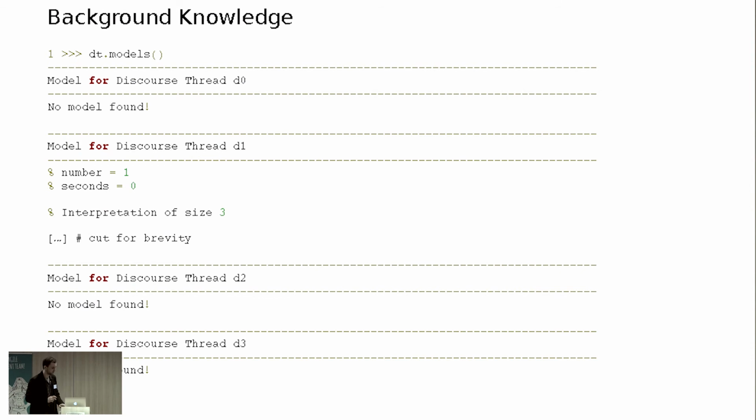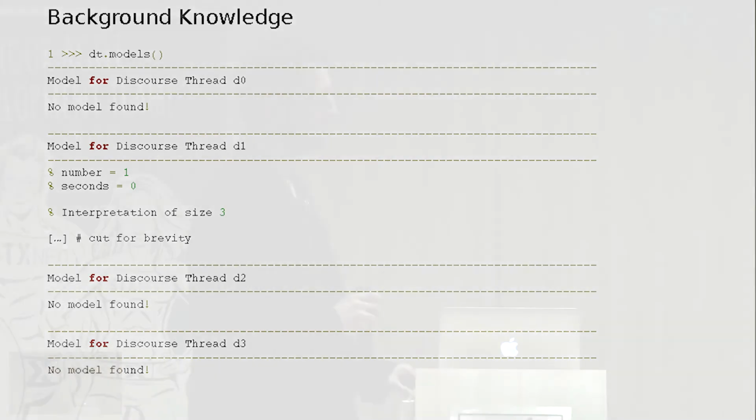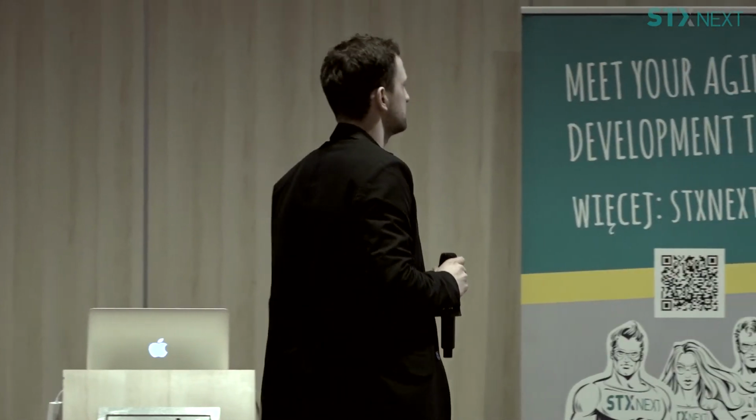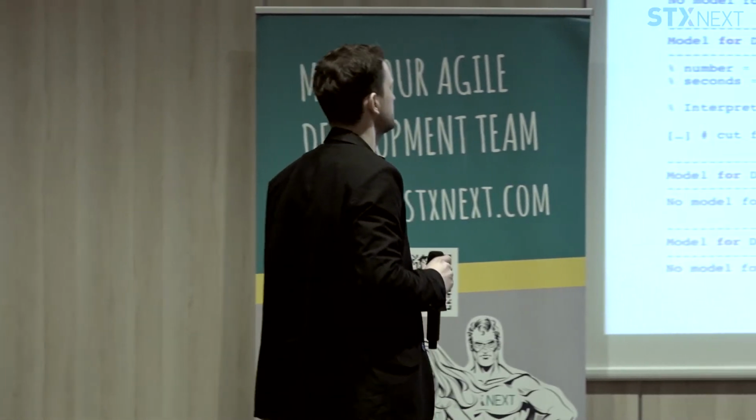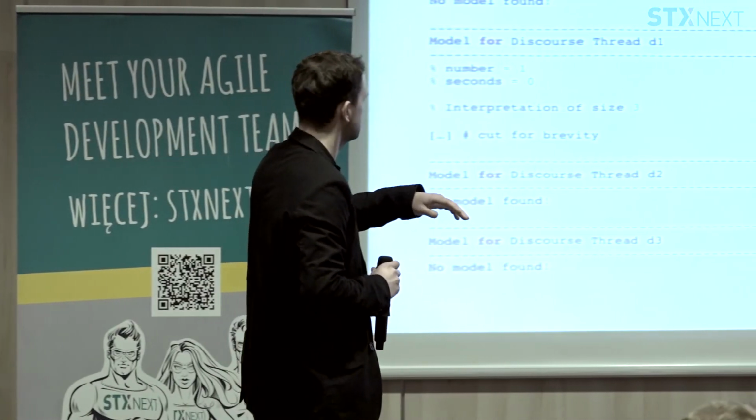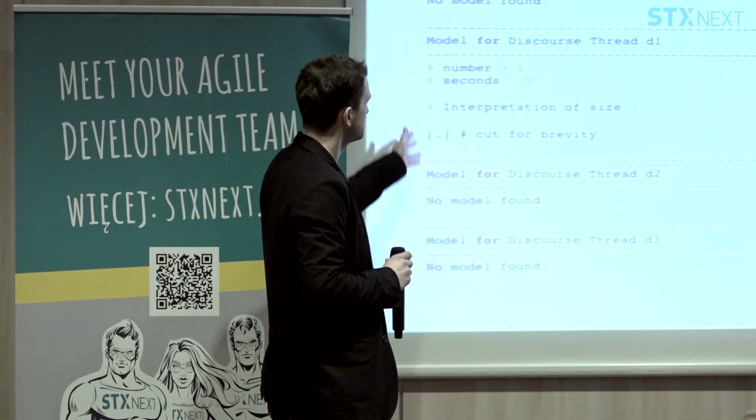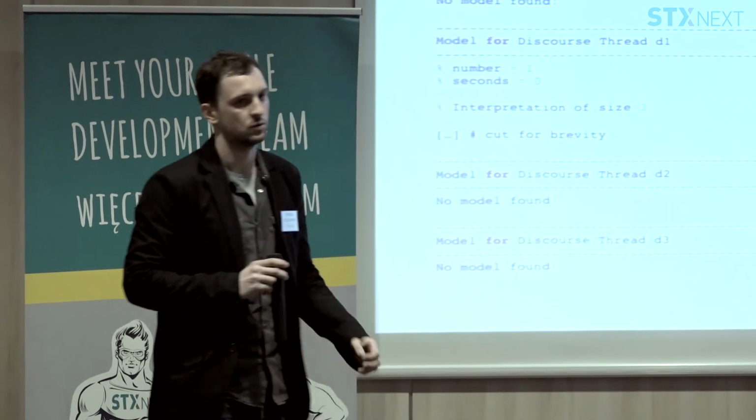And as you can see, once we included the background knowledge, which is kind of obvious for us, but not that obvious for machines, we have reduced the number of readings to just one, right? And that was our aim. And we can go further. We can just list the models and see that there's no model for Discourse 0, 2, and 3. And we just ended up with one model, one thread for this particular discourse.